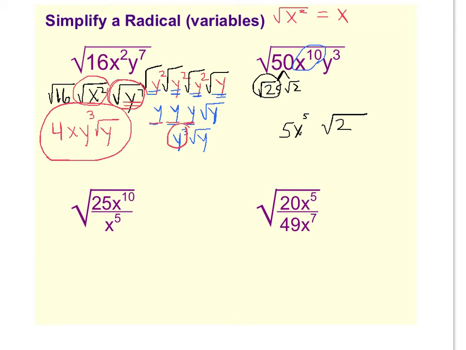Now we'll move on to the square root of y cubed. How many y squareds fit into y cubed? That's just going to be y to the 1st power because only 1 fits in, but you have a y left over. So that's why we're going to have a y left over underneath the square root. And there's that one.